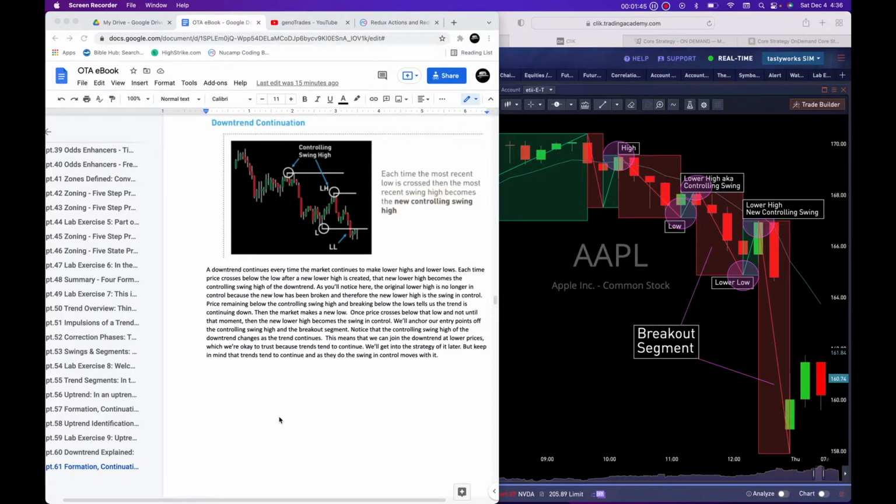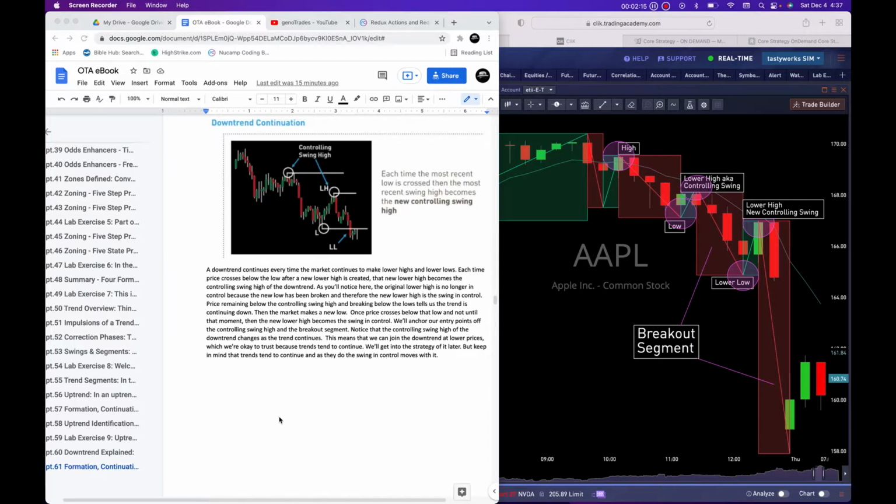Price remaining below the controlling swing high and breaking below the lows tells us the trend is continuing downward. Once the market makes a new low and price crosses below that low, and not until that moment, then the new lower high becomes the swing in control. We'll anchor our entry points off the controlling swing high and the breakout segment.